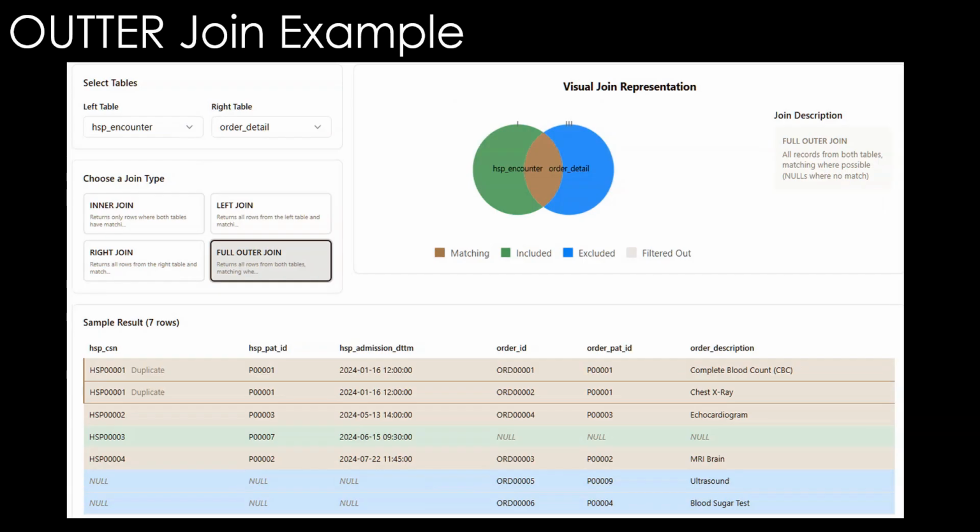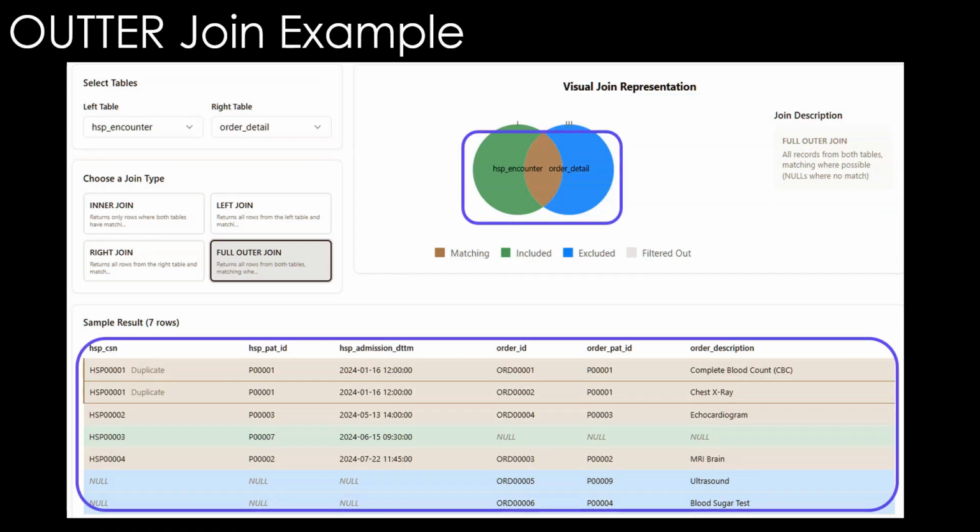All right, let's finally look at the last example. Stick with me. We're on outer join. So this is a full outer join of the data. And now you're seeing that we actually get hospital encounter detail and or order detail. The description is right here that all records from both tables happen. Now this color coding is not quite right because it says that orange is excluded. That's not really true. It should be notated differently.